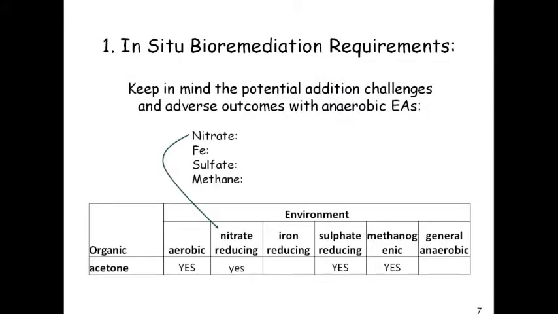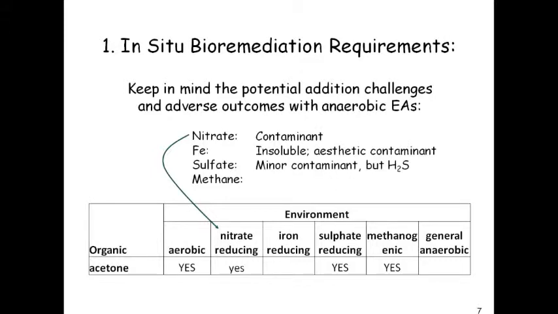Adding electron acceptors may help us get rid of the contaminant of concern, but there are issues with many of those electron acceptors. For instance, adding nitrate to bring about denitrification might be a good idea for acetone. Nitrate's a contaminant. We'd have to make sure that the residual nitrate levels were acceptable. Iron. Well, iron's not terribly soluble. It's hard to add. It's also an aesthetic contaminant. Nobody likes a lot of iron precipitating in their pipes. Sulfate. Well, sulfate's a minor contaminant. Levels of 500 milligrams per liter usually aren't enjoyed.